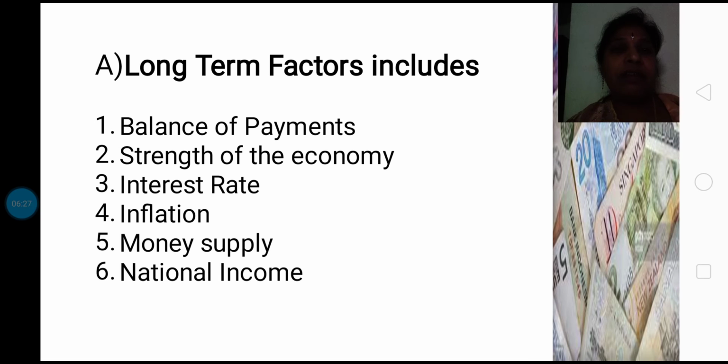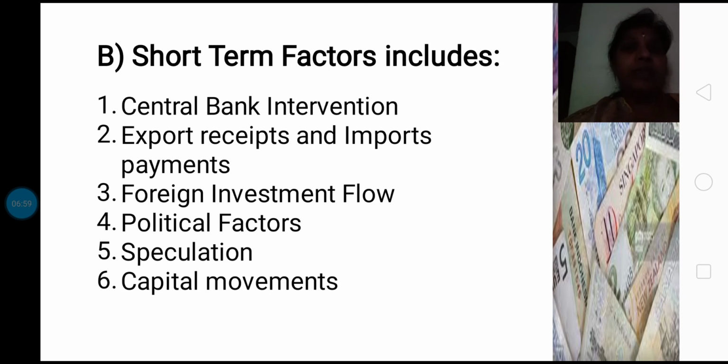The last is national income. How national income will determine the exchange rate. Any country with a good income will lead to an increase in the investment as well as consumption. Therefore, that will have an impact on the exchange rate. If any country's national income is high, definitely that country's currency will have a greater value in the global market. So, these are all some of the long-term factors which will impact the exchange rate.